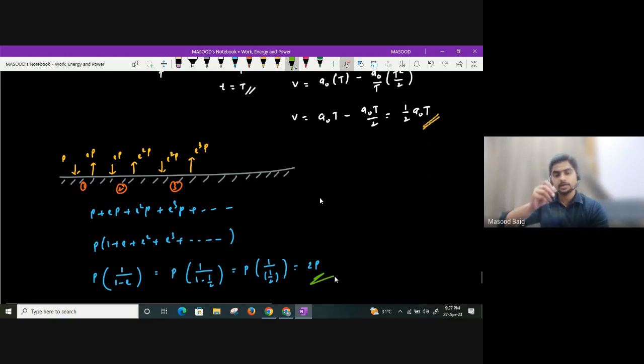When it is rebounding, it is not going to impart. It will impart only when it is hitting the floor. So P, EP, E square P, E cube P, and so on.